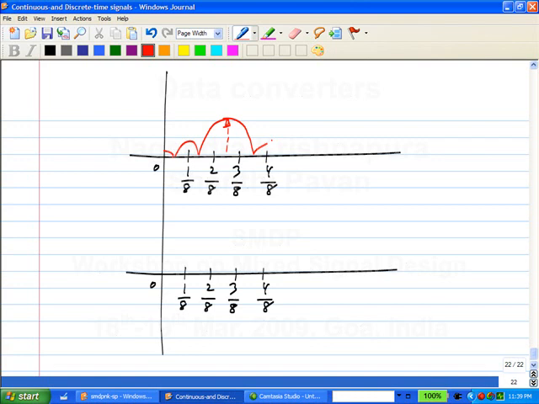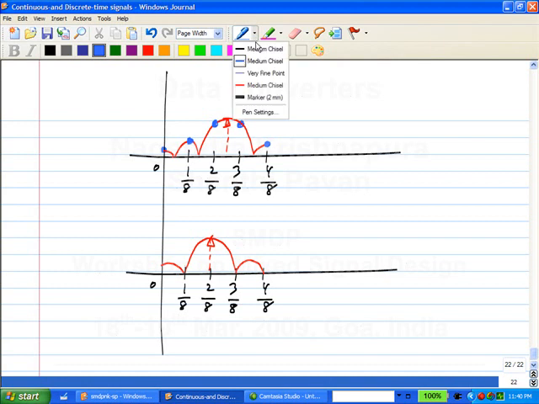The second case, let's say the sinusoid happens to be at 2 by 8. Nu naught is 2 by 8. What will happen now? This will be centered at, okay, and I will be sampling only at these points. So here I would have got this one, and this one. What will I get in the lower case? Actually, I think I drew this wrongly also. This will do this. Okay.